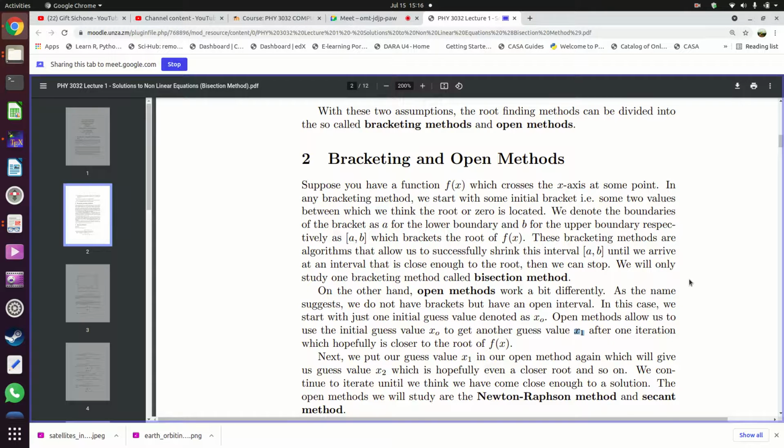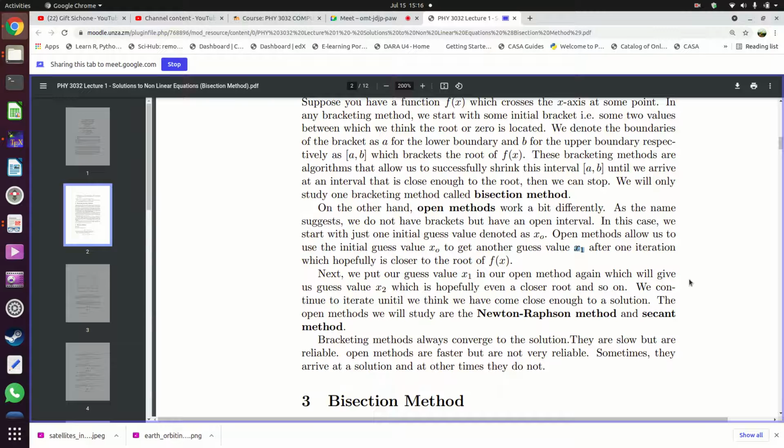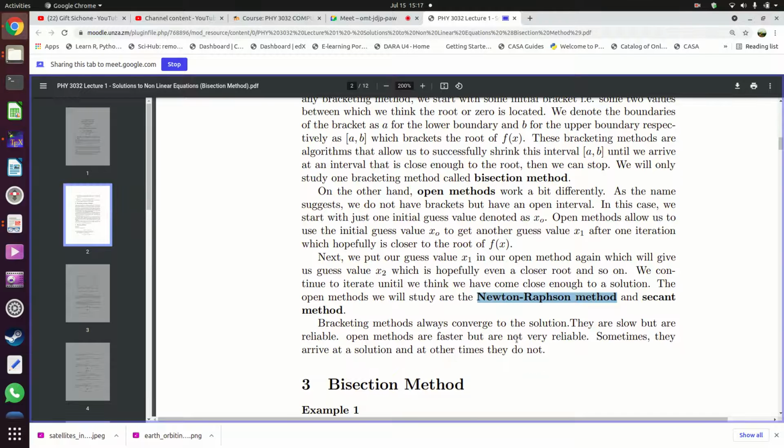There are a lot of bracketing methods and a lot of open methods, but we're only going to look at one bracketing method and two open methods. The ones we're going to look at are the Newton-Raphson method, and the other one is what's referred to as the secant method. These are the easier ones for now. Hopefully next year we'll look at some other methods, so that you have good variety, because most of these things don't work all the time. Otherwise there would be no need for having so many of them.